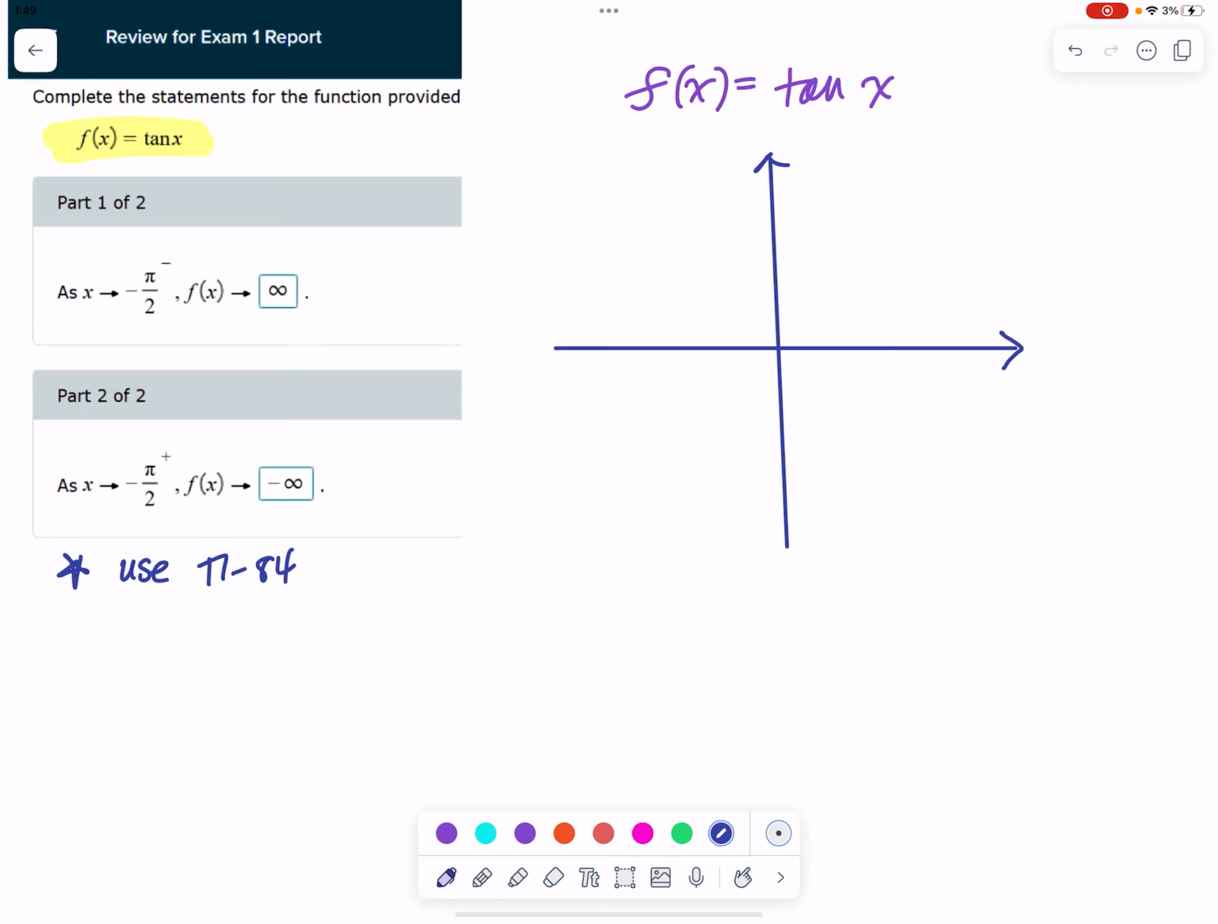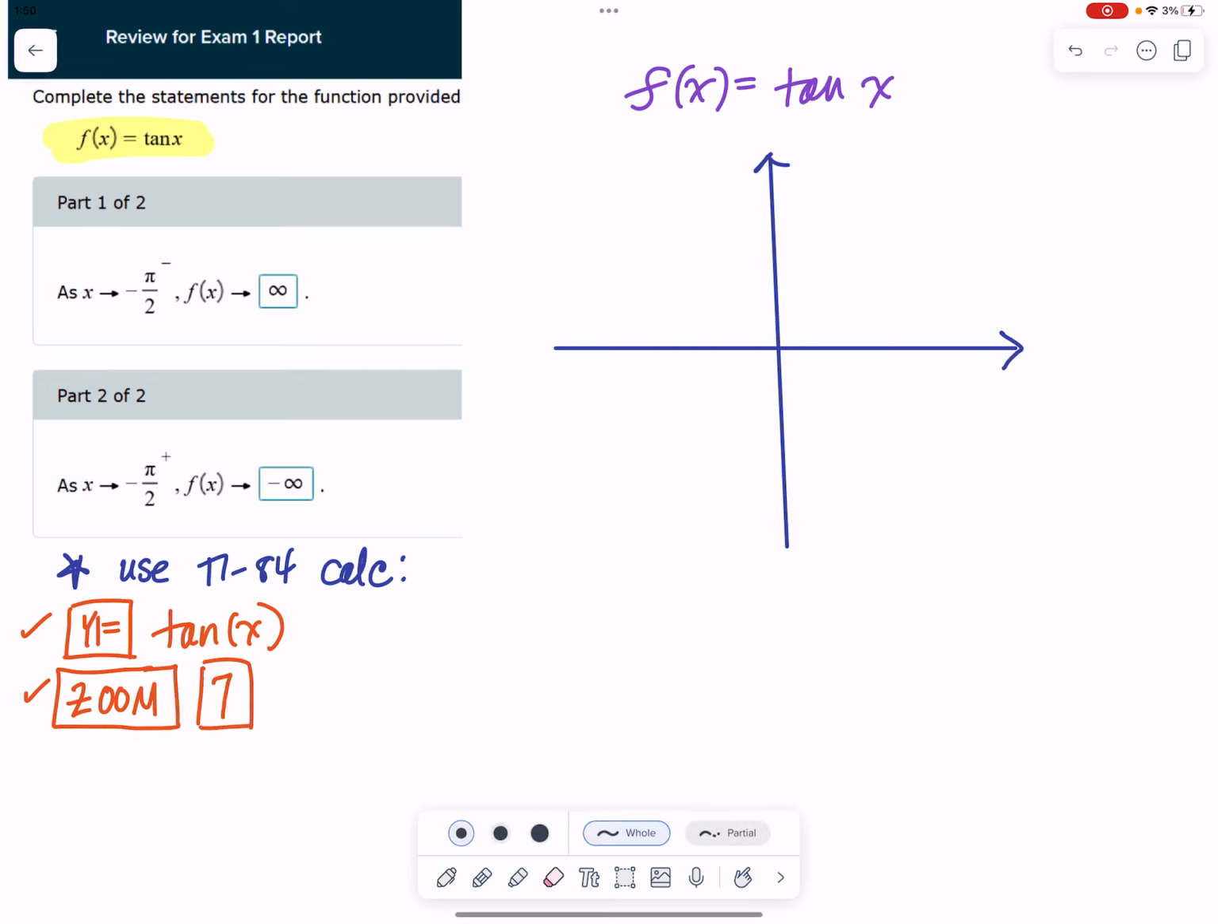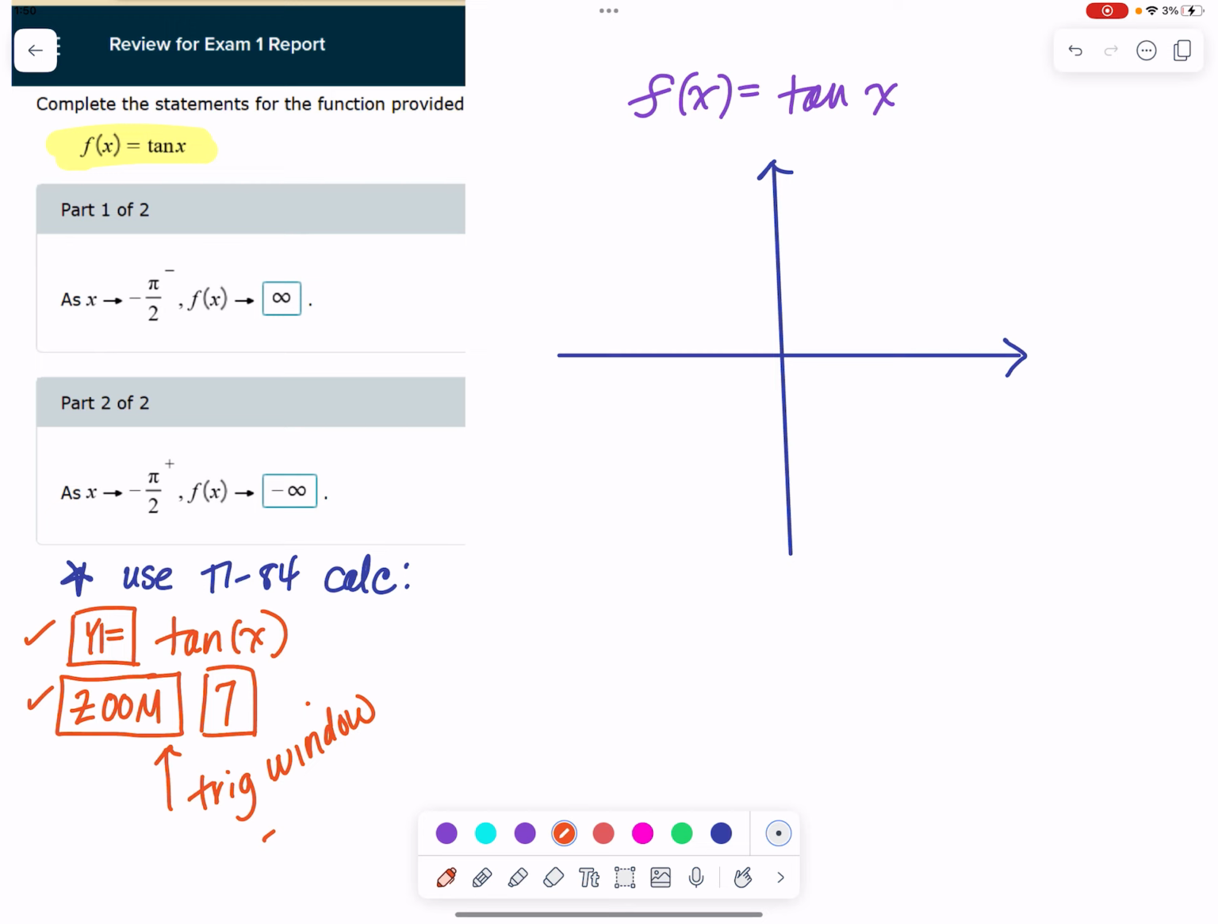Use TI-84 calculator. Under the y equal button, I think it's a y1 button, you can type in tangent, and I think it comes with parentheses, and then you can press zoom 7, and zoom 7 gives us a beautiful trig window. And that trig window is from negative 2 pi to 2 pi, and that's both axes. So you can really see a beautiful graph if you do that.